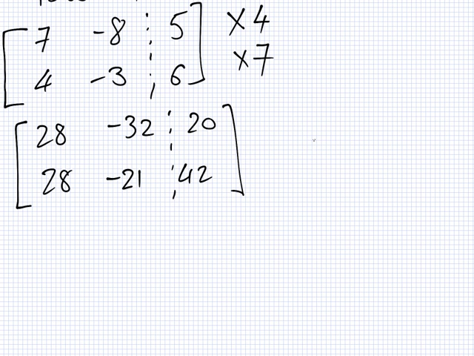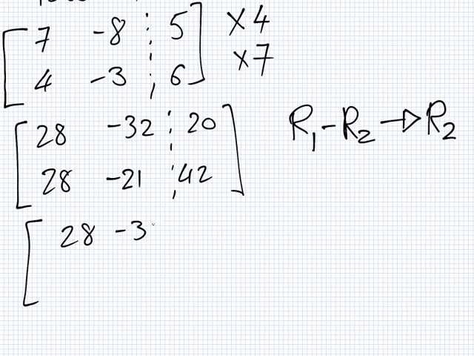Then what I'll do is row 1 minus row 2. Of course, you know this means row, don't you? So row 1 minus row 2, but then I need to choose where to put the answer. So I'll put the answer on row 2. So I keep the first row the same, and then row 1 minus row 2, put the answer on 2. So 28 minus 28, 0, minus 32, minus 11, minus 22.